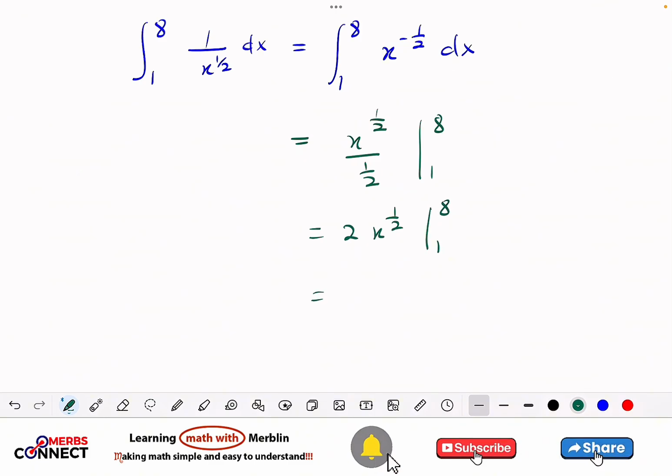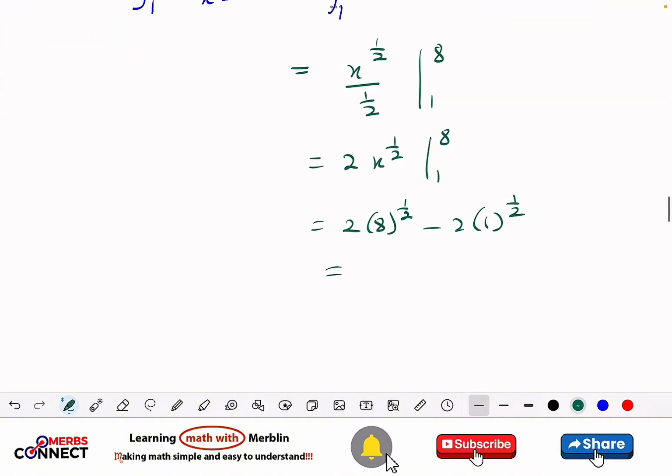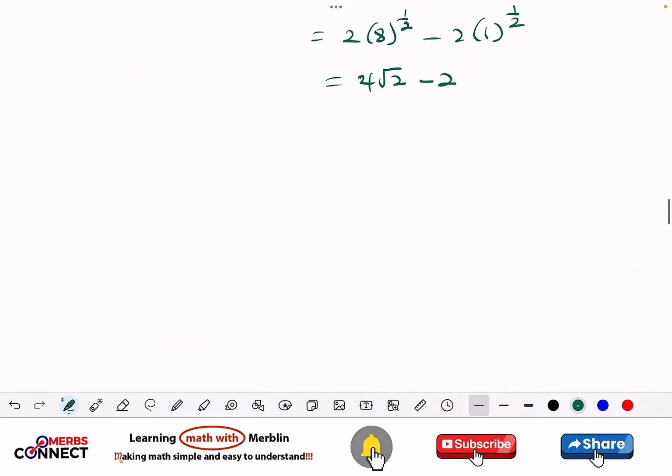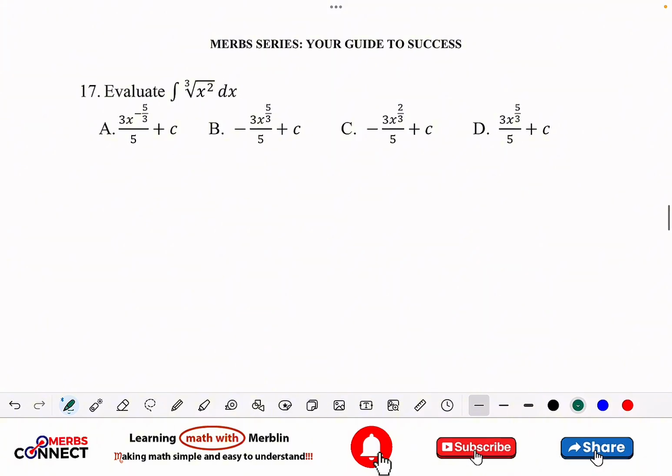Plug in 8: 2 times 8 to the power 1 over 2, minus 2 times 1, this. So square root of 8 is the same as 2 root 2. So this is going to give us 4 root 2. And then this is going to give us minus 2. So let's see if we have the answer there. Okay, we don't have any answer there. So we just move on. Now let's do this one too and see.